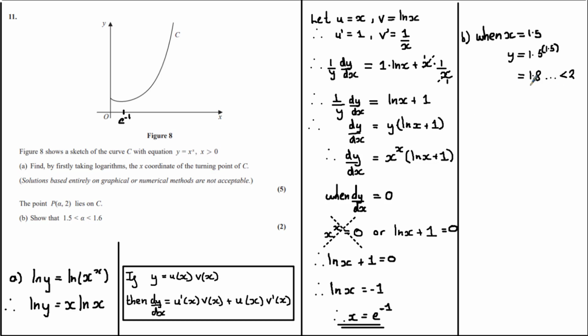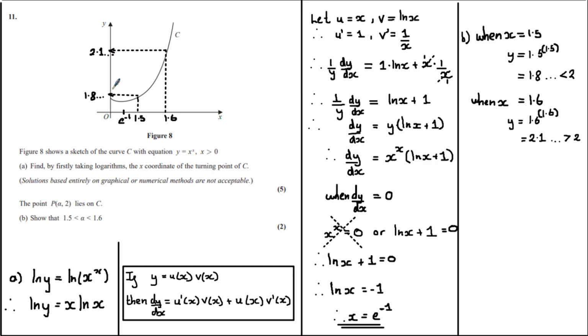equation. Okay, so let's just update the graph to show the input of x equals 1.5 and its output. Now, I already calculated earlier that e to the -1 is 0.3 and so on. So x equal to 1.5 would be to the right of this, and its output would be here. Now let's find out the y value when x is equal to 1.6. So when x is equal to 1.6, we get y is equal to 1.6 raised to the power of 1.6. And if you type that in your calculator, you would get 2.1 and so on. And that's greater than 2. Okay, so let's just visually represent that as follows.